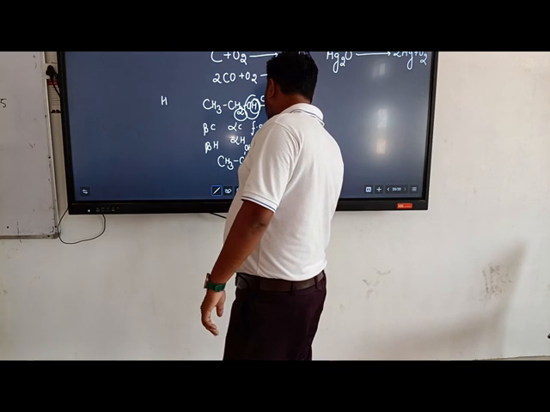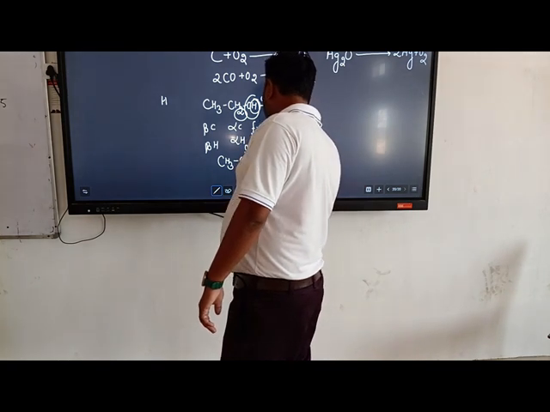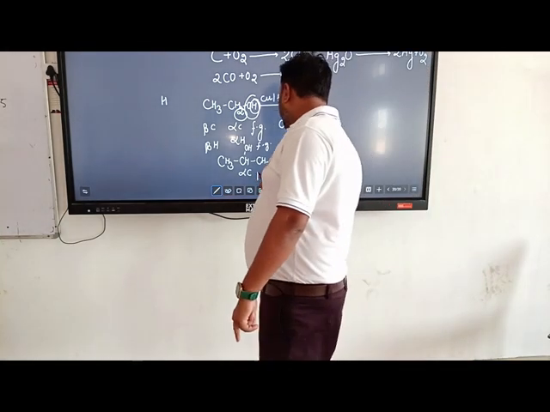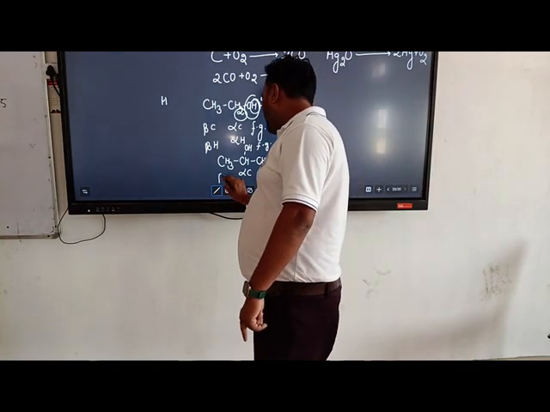So again we apply the concept. It is the functional group. The carbon on which the functional group is attached is alpha, and all those carbons which are attached to the alpha are beta.